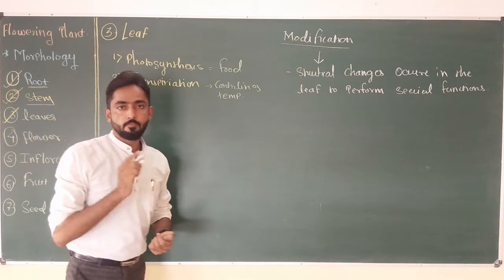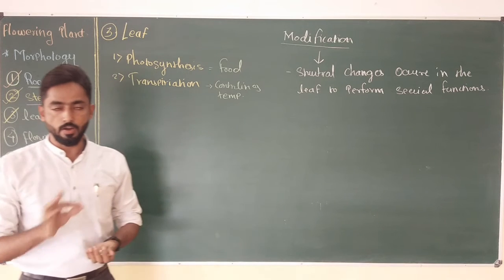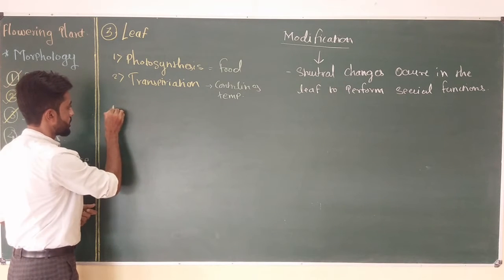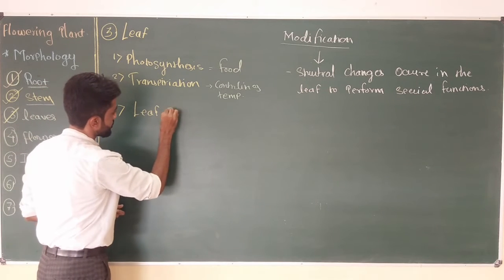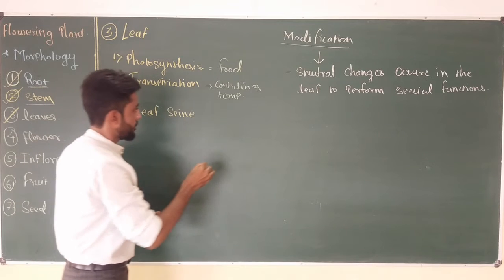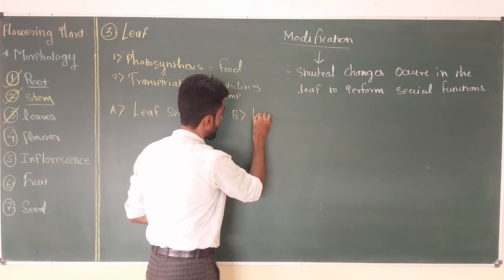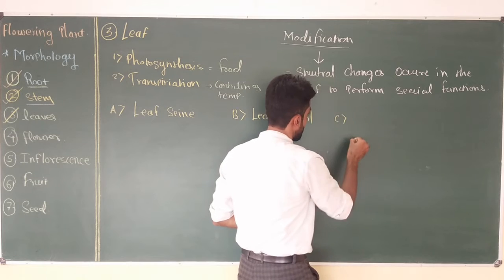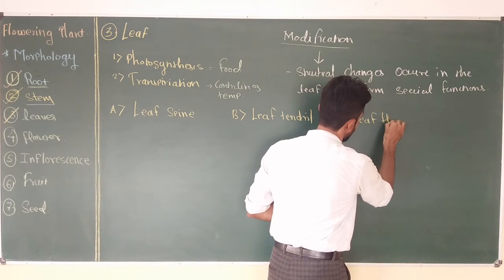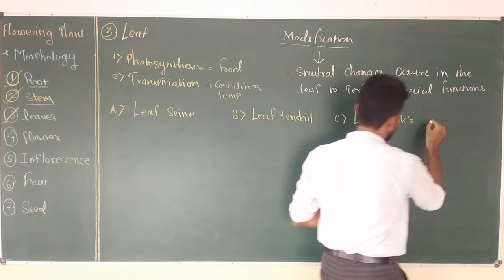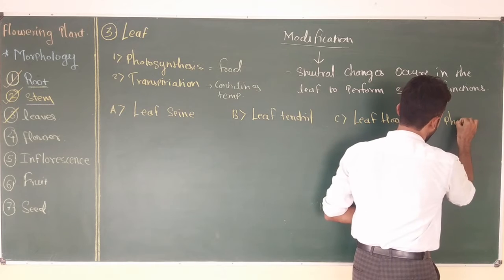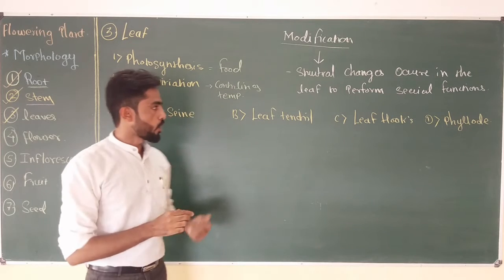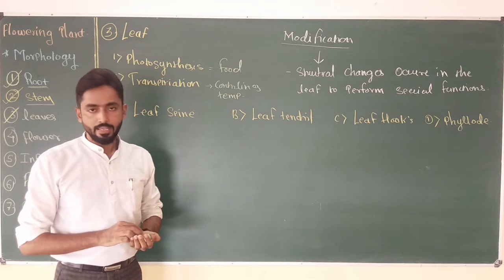Okay, and there are four different types of modifications which are generally found in the flowering plant or in the angiospermic leaves. First modification is leaf spine. Second modification is leaf tendril. Third modification is leaf hook. And last modification which is found in the leaf is phyllode. So in this lecture we are going to discuss all the four types of the modification of the leaves found in the angiospermic plant.